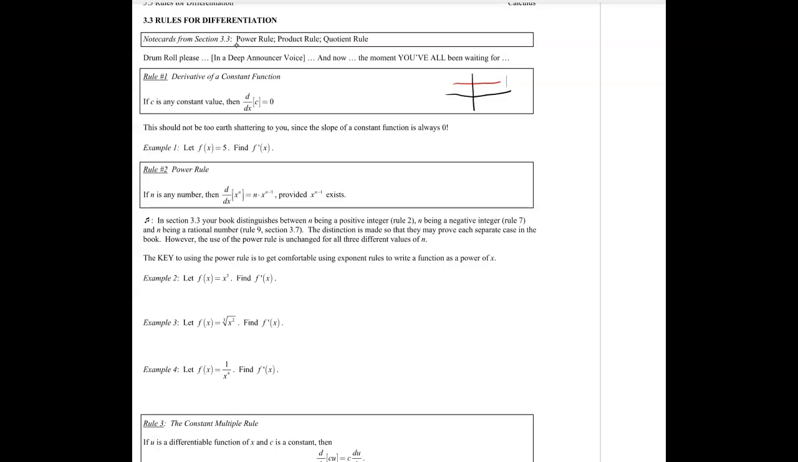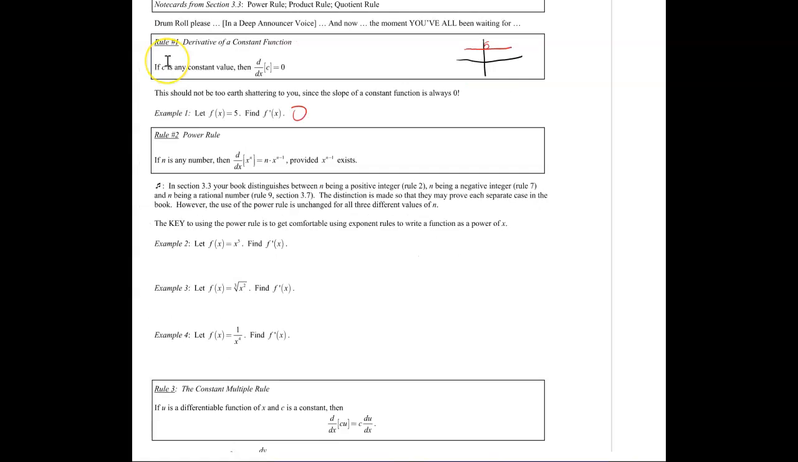Alright, so let f of x equal 5. So I've got this graph just saying, hey, my y value is 5 all the way across. So find f prime of x. Well, my slope of that line would be just 0. Kind of nice.